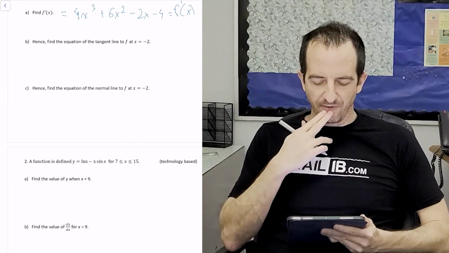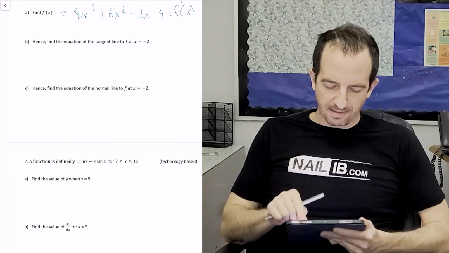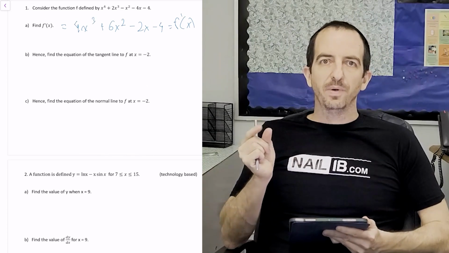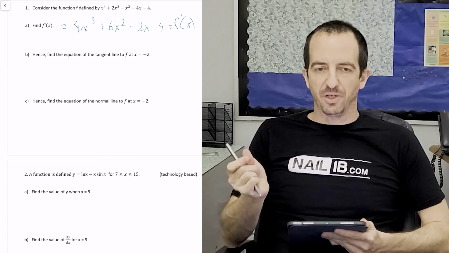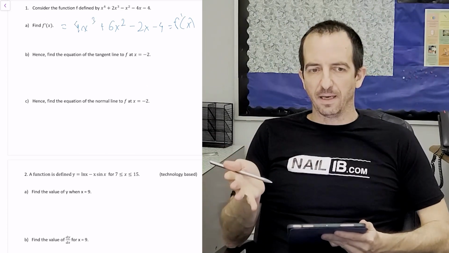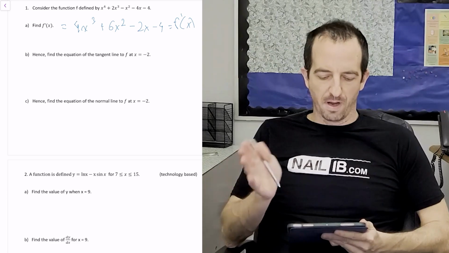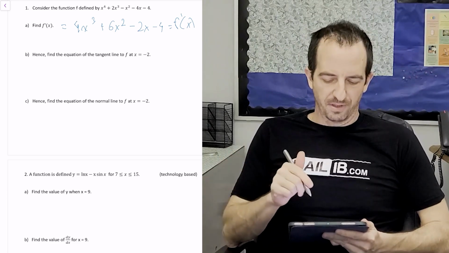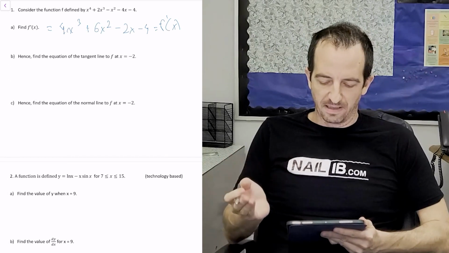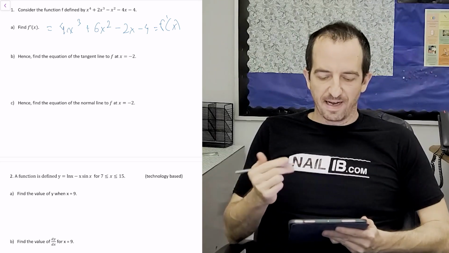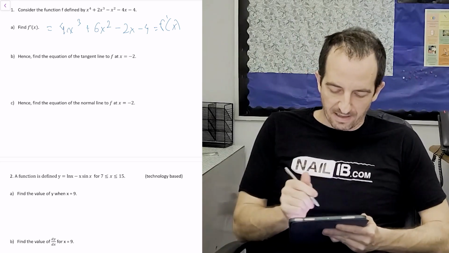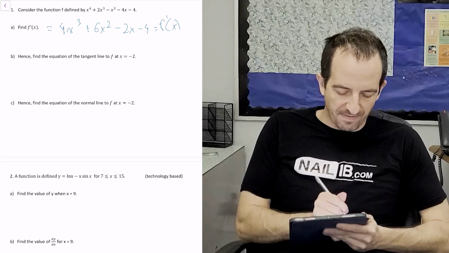Hence, find the equation of the tangent line to f at x equals -2. So what do we need in order to find the equation of a line in general? We need to know a point on the line and its slope, and then we can put it in point slope form. We have the derivative, which will give us the slope. We still need to find a point on the line, so we need to find f of -2.